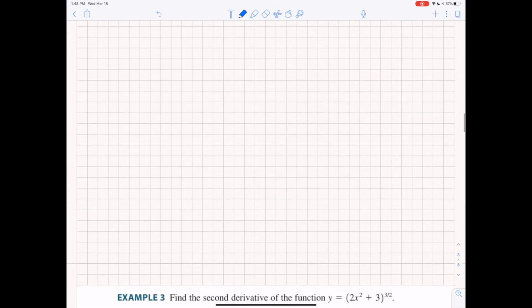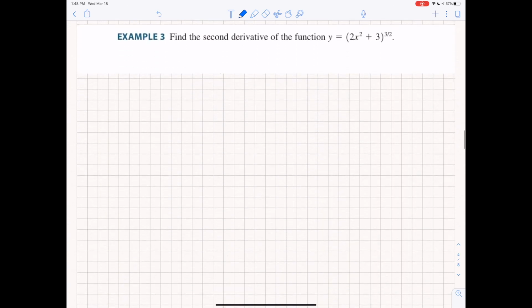All right, I've got the third example for you. This one now we're finding just the second derivative. So we're kind of decreasing the amount, and it's really just because of the complexity of the derivatives. You'll see how this one will get kind of nasty fairly quickly, and it's mostly because of what the problem looks like originally. So for this third example, go through and find the second derivative of the function y is equal to, in parentheses, 2x squared plus 3 raised to the 3/2.